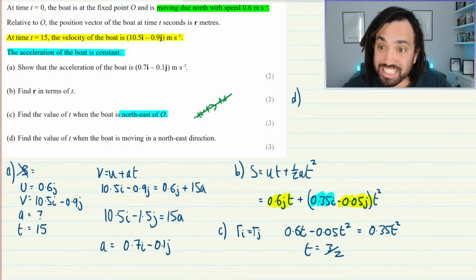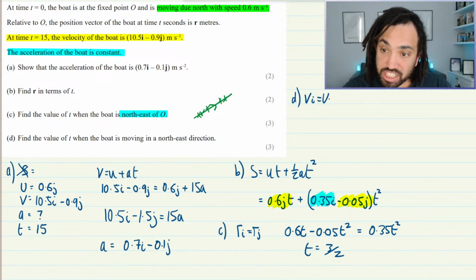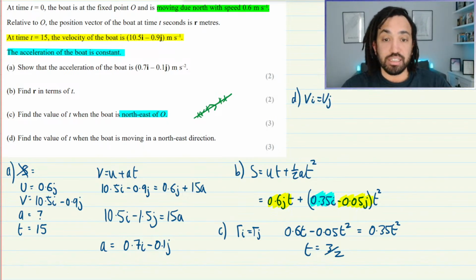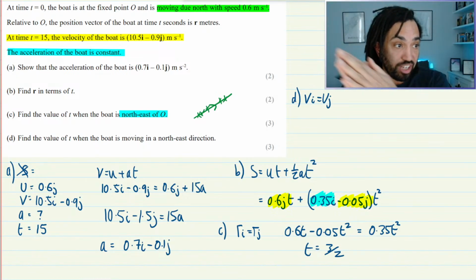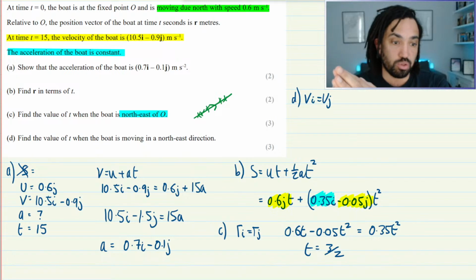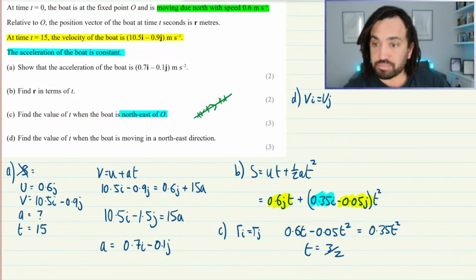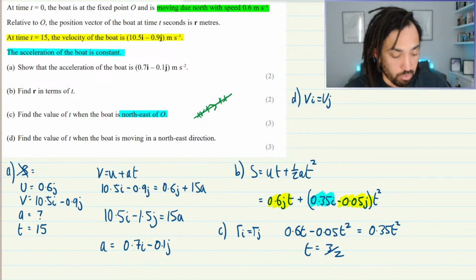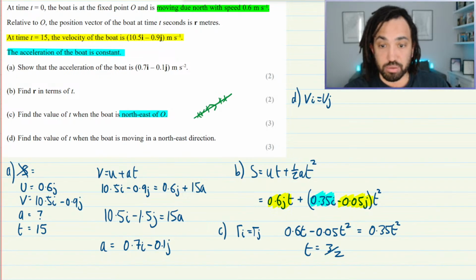So good. That means that Vi is equal to Vj. The last time it was just on a northeast line. It was in a position northeast. This time it is moving northeast. It's completely different. So this time we need to set the velocity equation equal to.